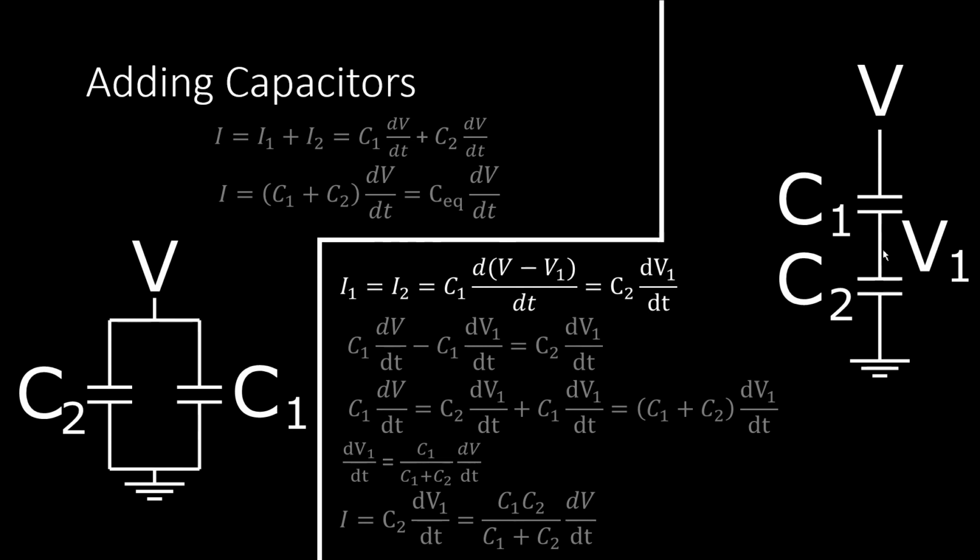And we can do the same thing for the current flowing through capacitor 2. So C2 times the derivative of the voltage drop across it. In this case, it's V1 minus ground. And since ground's our reference point, we say that's at voltage 0. So the voltage drop across capacitor 2 is just V1. So we take the derivative of that. So now we want to group the similar terms together.